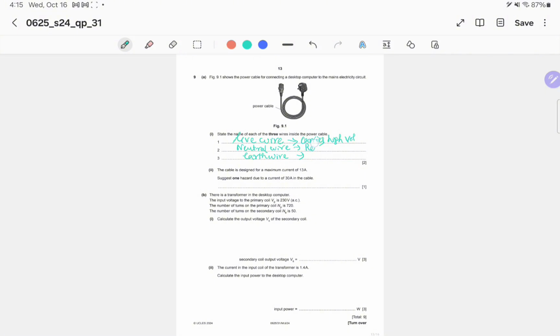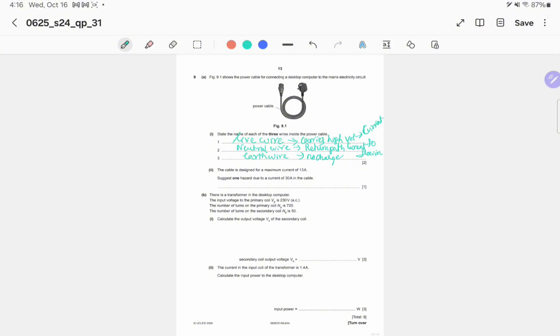It provides a return path for the current to flow in, into the computer part. And the third one is the green color earth wire, no charge it will be carrying. No charge for the earth wire. It's only for safety purposes.